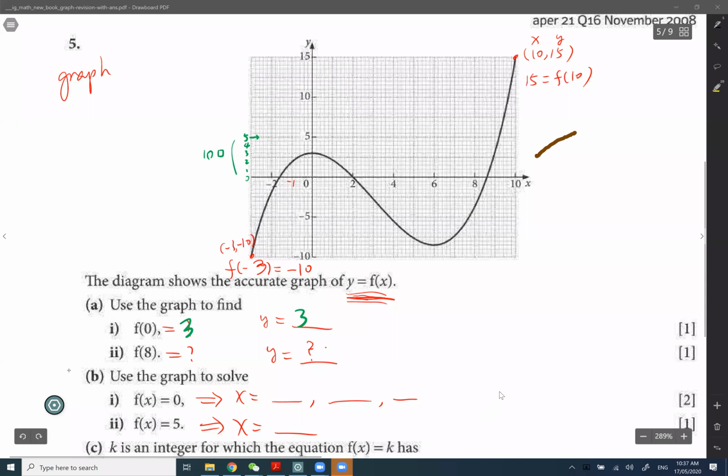f(8) is below the axis, so around here, so it's negative. Here is negative 3. Here is negative 4. Here is negative 5. So it's between negative 3 and negative 4. So negative 3.5.